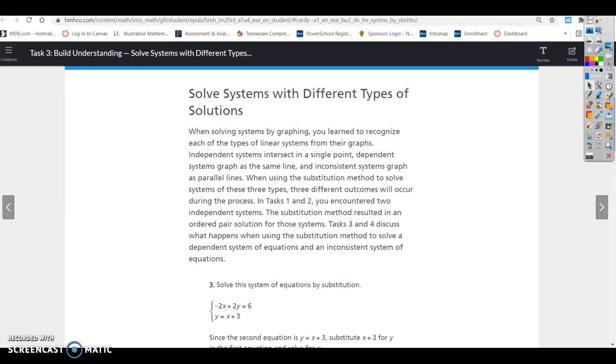All right, we're still on lesson 9.2. This is task 3. Solve systems with different types of solutions.